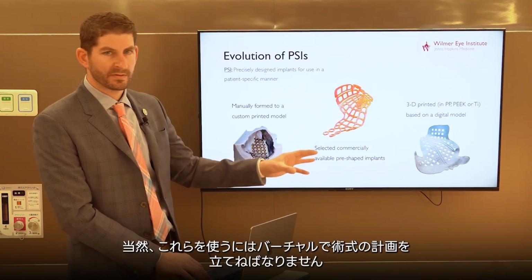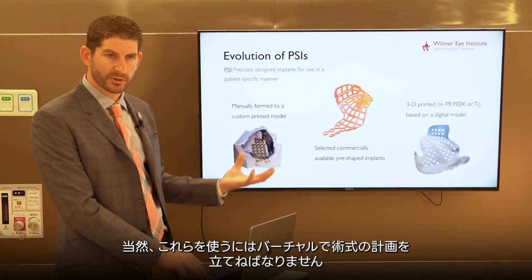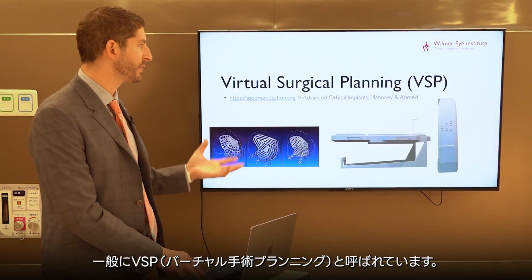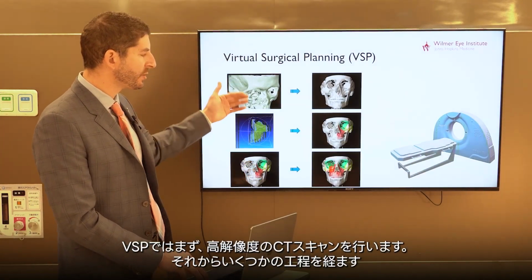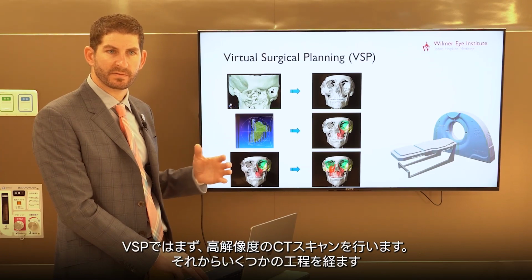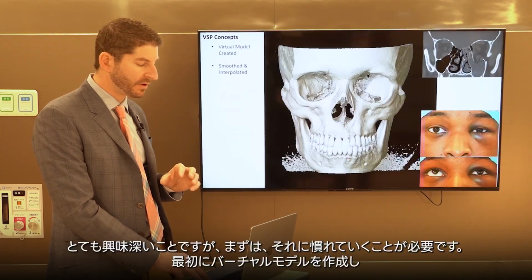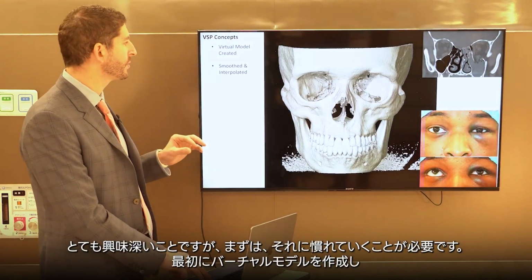And of course, to do any of these, you need to do a bit of work for virtual surgical planning, which I usually refer to as VSP. It always starts with a high-quality CT scan, and then there are a few other steps in the process of virtual surgical planning that I think are very interesting and important to get familiar with.